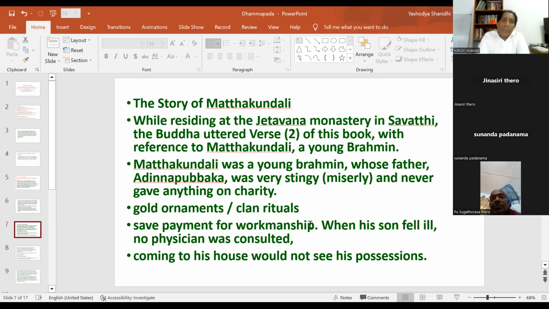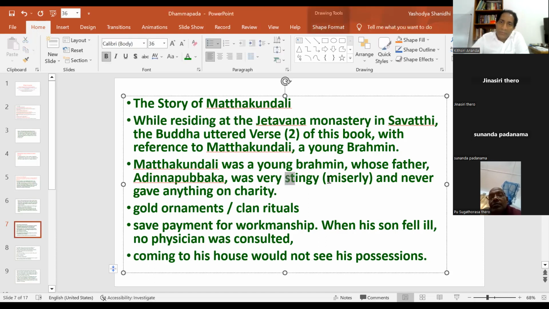The story of Matta Kundali is related with that. While residing at Jetavana Monastery in Savatthi, the Buddha uttered this particular verse, which is in Dhammapada, with reference to Matta Kundali, a young Brahmin. You know that Matta Kundali's father, Adinna Pubbaka, was a very stingy fellow, a miserly fellow.